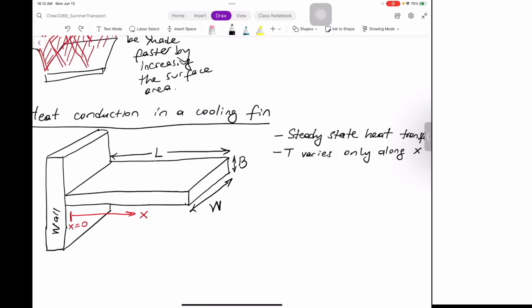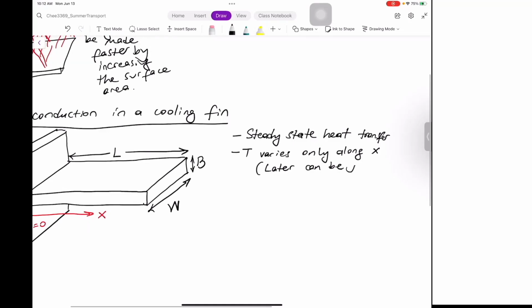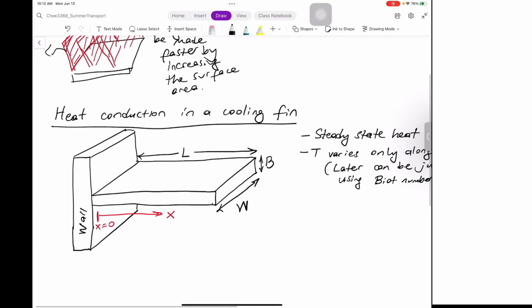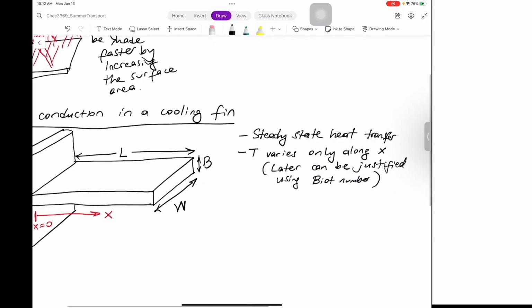Later we are going to see that this corresponds to a dimensionless number being much smaller than 1, which is called the Biot number. It can be justified using the Biot number. We're going to talk about it later, not now.